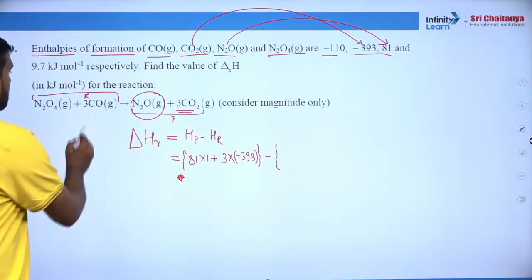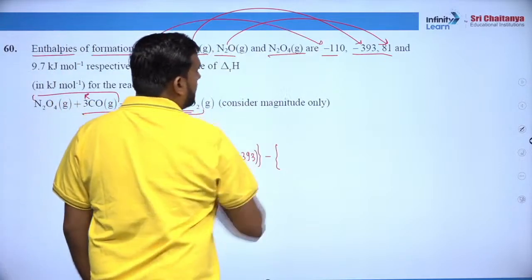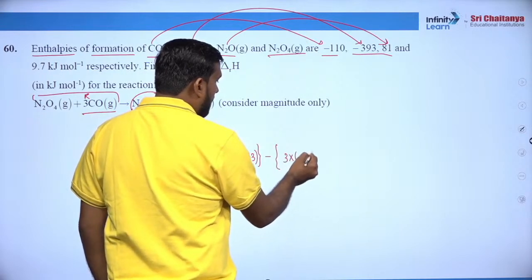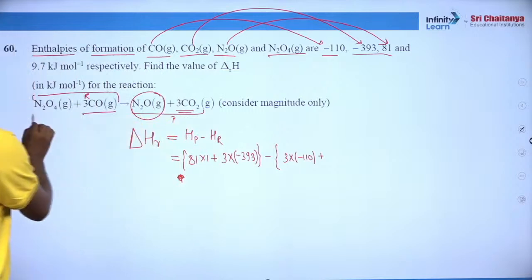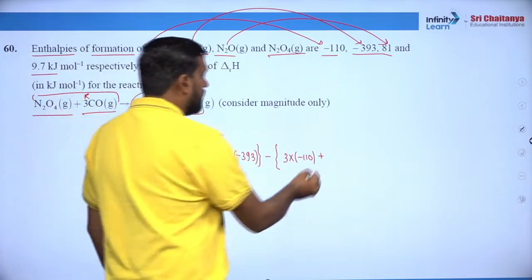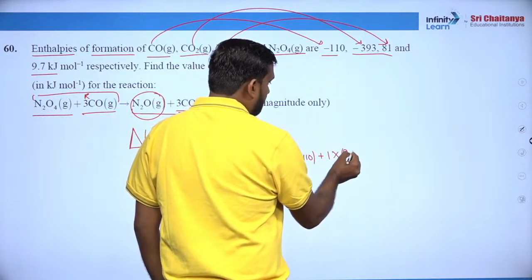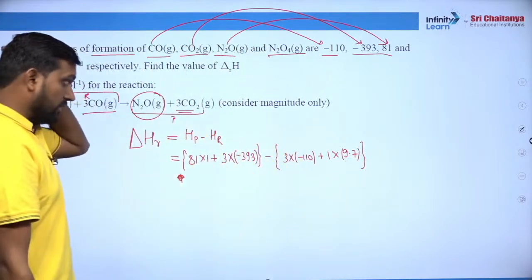Now the reactant side. On the reactant side there are 3 moles of CO and the data given for this is 110. So it will be 3 into 110, plus 1 mole of N2O4 is present there and the data given is 9.7, so it will be 1 into 9.7. So now solve it and you will get your answer.